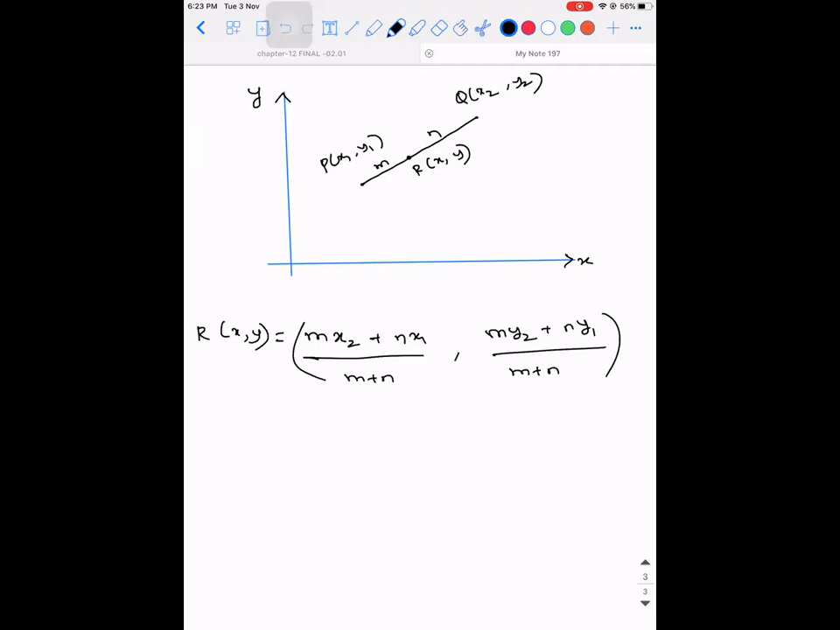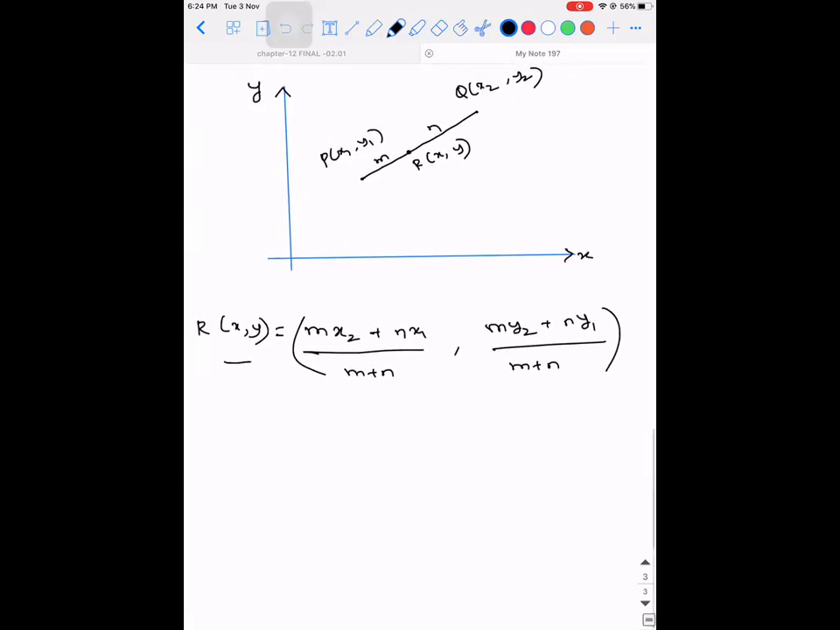We are going to extend this formula for 3 dimensions also. That is the only difference. Instead of x comma y, you will have x, y, z. The same thing: (m z2 + n z1) by (m + n), provided the point is dividing the points P and Q internally. If it is an interior partition, that is what is going to happen.